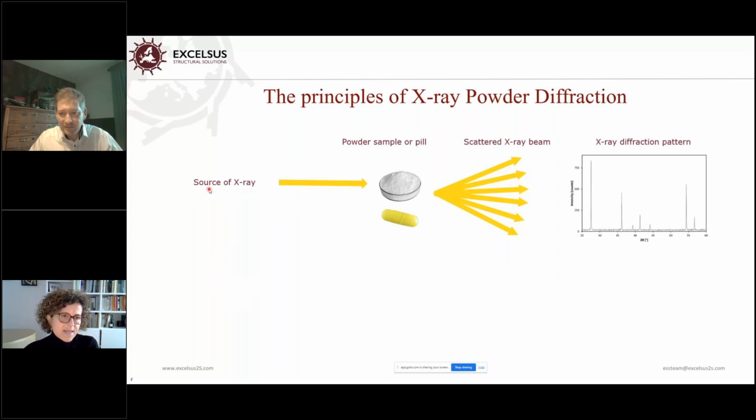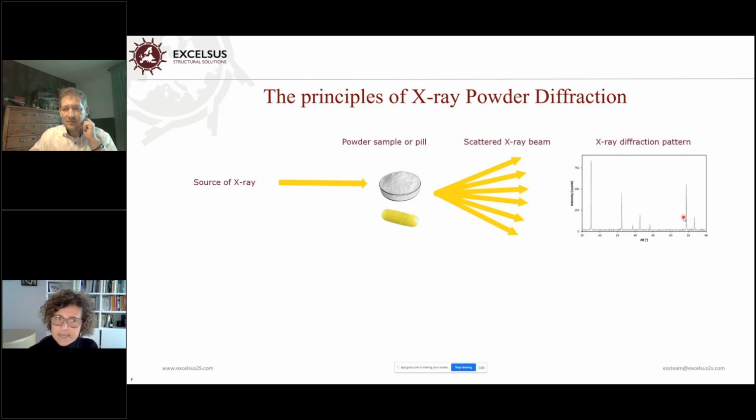You essentially send monochromatic X-rays onto a sample, which in our case is either a powder sample or even an intact tablet. Then you collect the X-rays that are scattered out of the sample and generate X-ray diffraction patterns like the one given here as an example. So you collect the scattered intensity as a function of the angle of scattering.